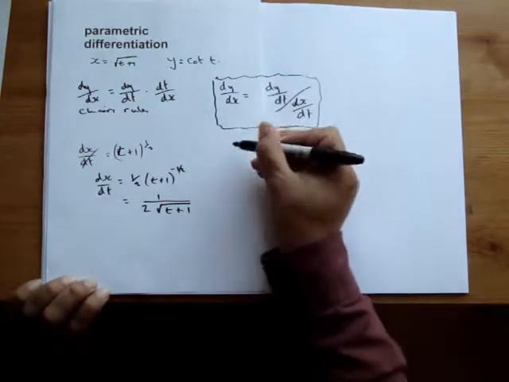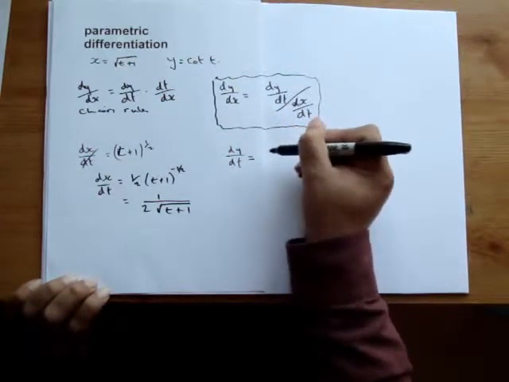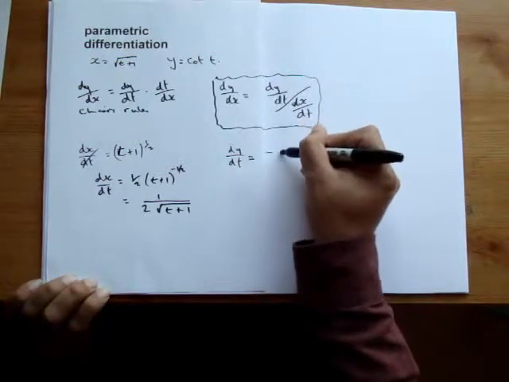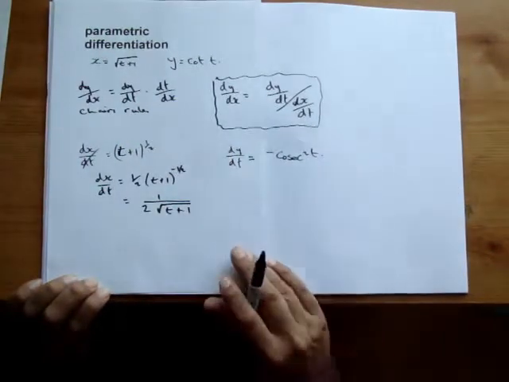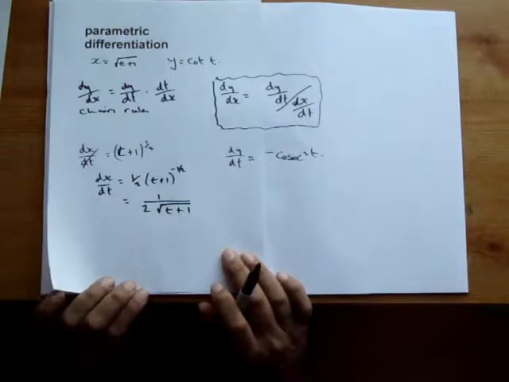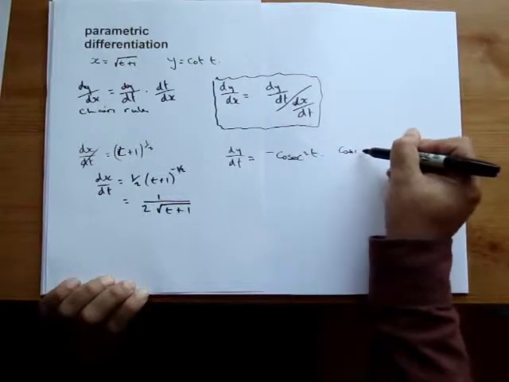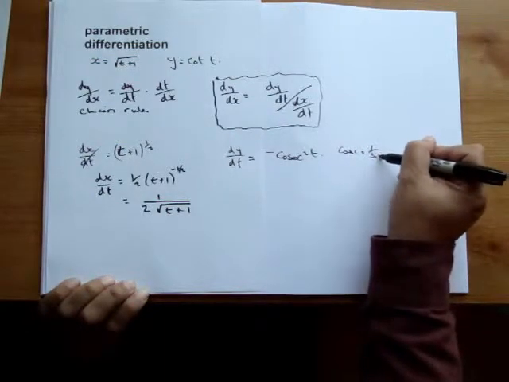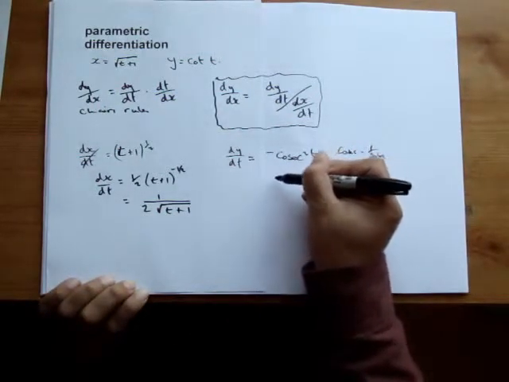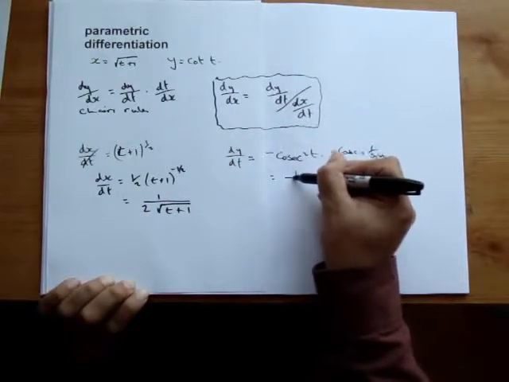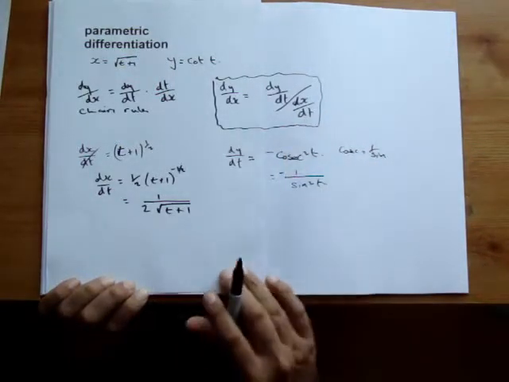Now let's have a look at dy by dt. dy by dt is simply minus cosec squared t. Now we can rearrange this if we use our trig. So we have cosec is 1 over sine, the inverse sine. So minus cosecant squared t becomes 1 over minus sine squared t.